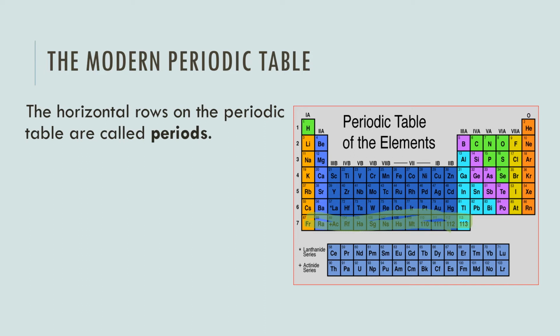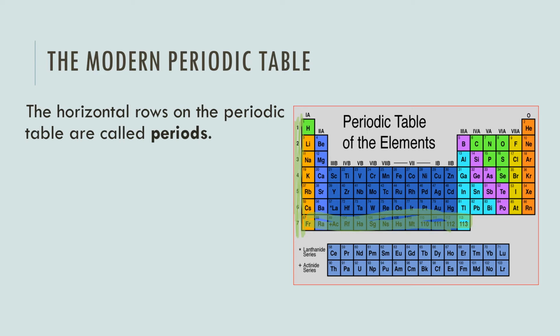I also want you to take a look at the numbers on the far left-hand side. I'm going to highlight them all for you. These numbers right here are your period numbers. They also tell you the number of energy levels around your nucleus. So period number 1, all of those elements from left to right have 1 energy level.